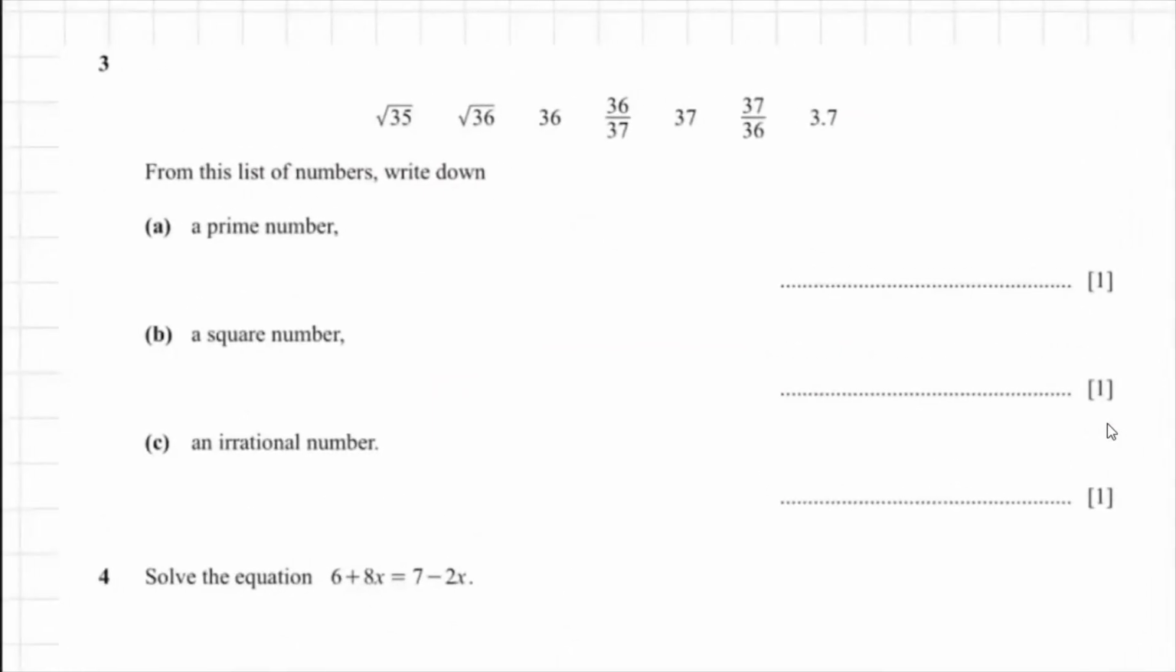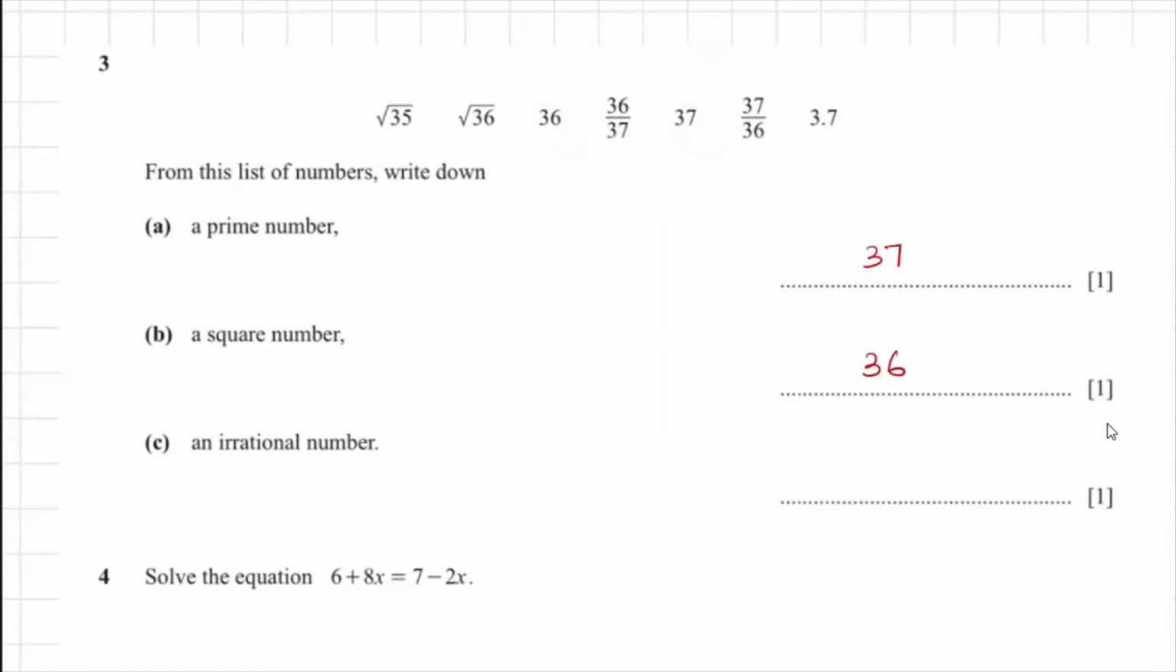The next question is, from this list of numbers, write down a prime number. A prime number is a number that comes only in its own table and in the one times table. So 37 is the prime number. A square number: 36 and 37, choose. 37 is a prime number, so obviously 36 is the square of 6. So your answer is 36.